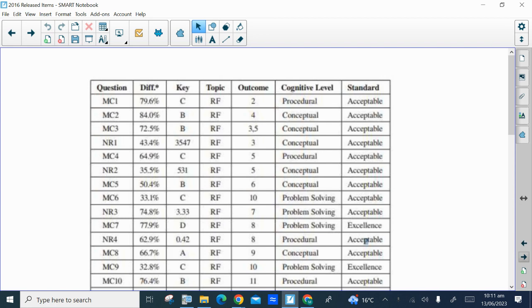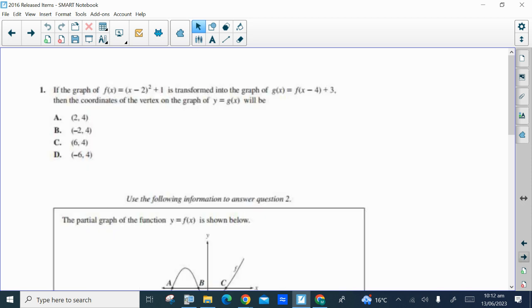So there's a breakdown on the next page. It has the key, the answer, which topic it is. So RNF stands for relations and functions. If I remember correctly, that's 58% of the exam because that includes transformations, as well as the standard, whether it's an acceptable or excellence level question. So let's start going through this.